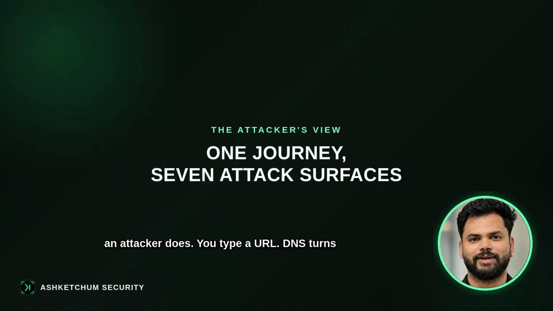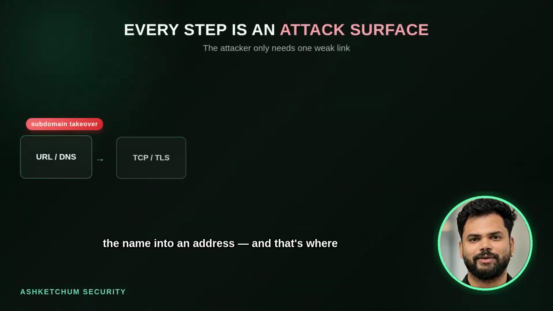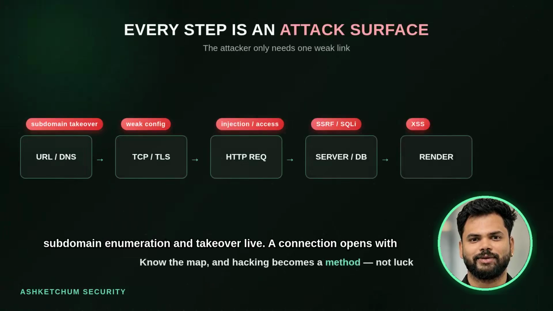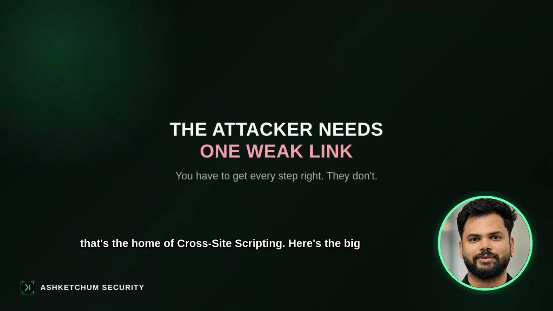URL. DNS turns the name into an address, and that's where subdomain enumeration and takeover live. A connection opens with TCP and TLS, and weak configuration there is its own finding. The browser sends an HTTP request, and every header, every parameter, every cookie is attacker-controlled input, the soil that injection and access control bugs grow in. The request hits the web server, the application, and the database, and that path is where SSRF, authentication flaws, and SQL injection wait. The response comes back, the browser renders it, and that's the home of cross-site scripting.